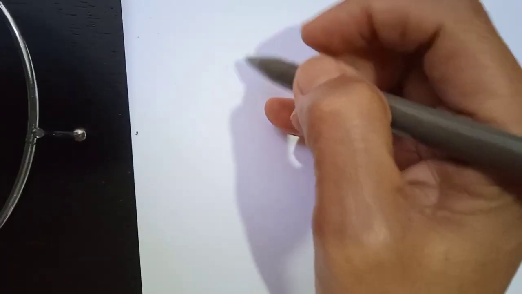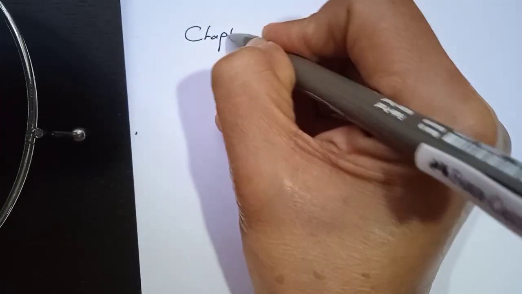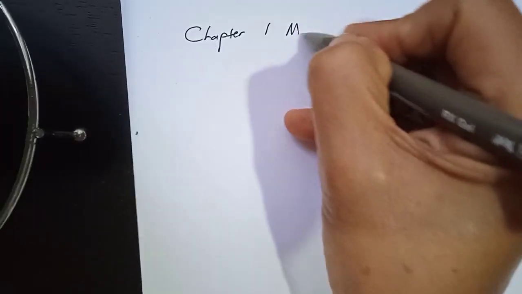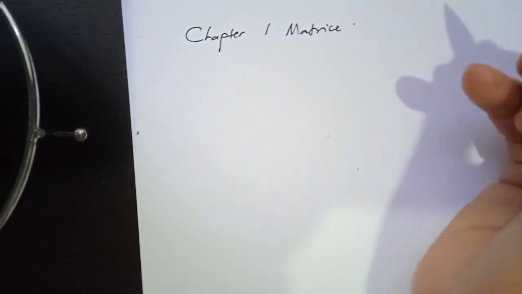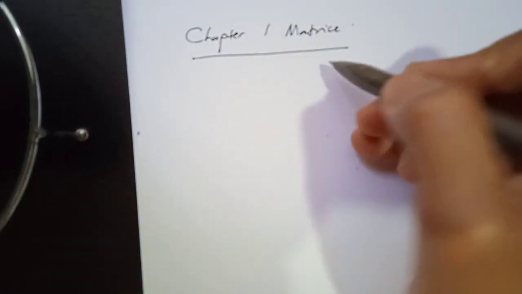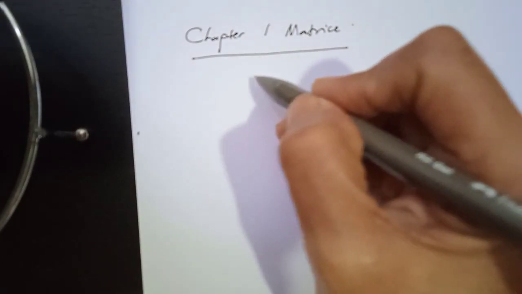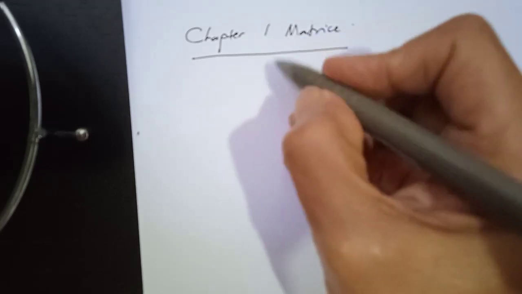Okay, so let's have a look at chapter 1. Chapter 1 is matrix. So what is matrix? Matrix is an arrangement of data in the form of column and row.